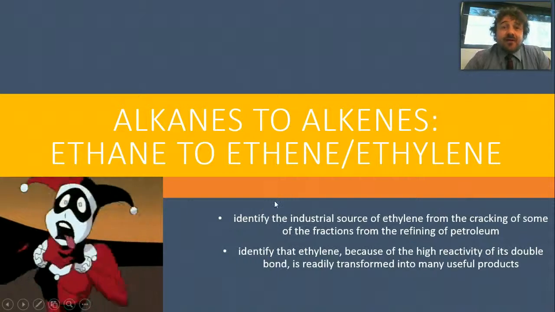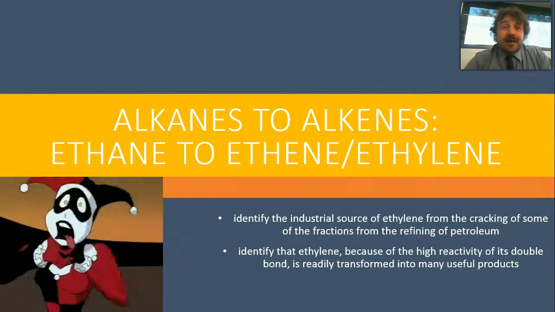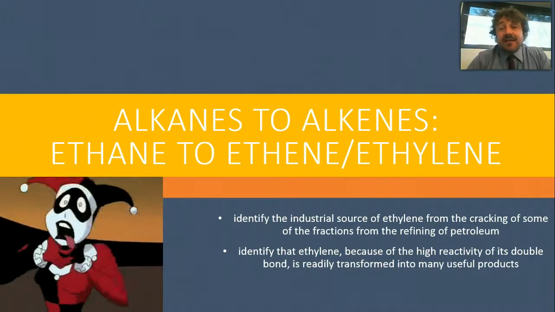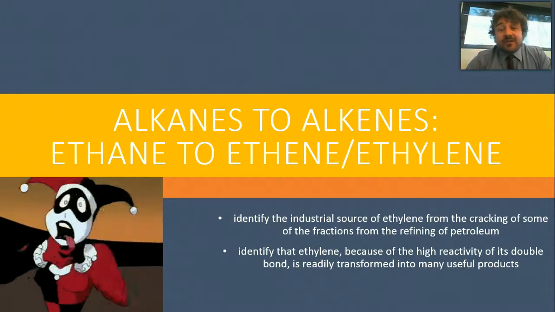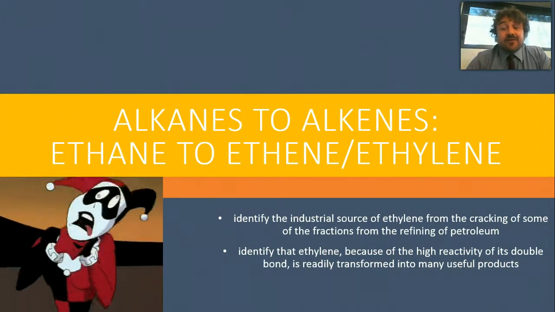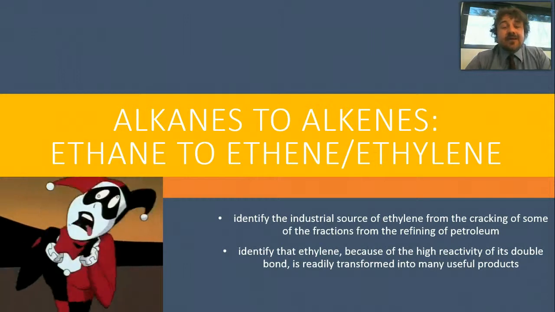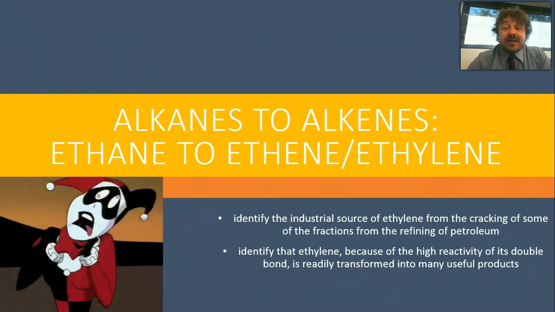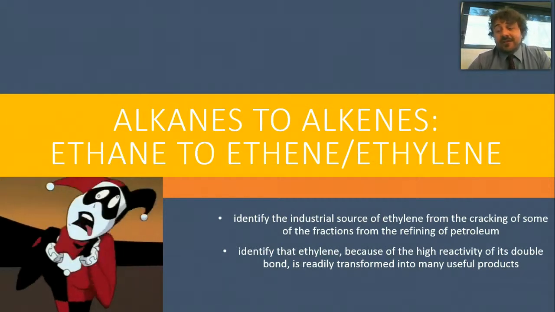All right, chemists. So here we are. This one hopefully won't be quite as long. Now we're talking about alkanes to alkenes, and in particular, ethane to ethylene. So what are we trying to do here? Our points are to identify the industrial source of ethylene from cracking, so more from last lesson, and identify that ethylene, because of its high level of reactivity, thanks to its double bond, can be transformed into useful products.